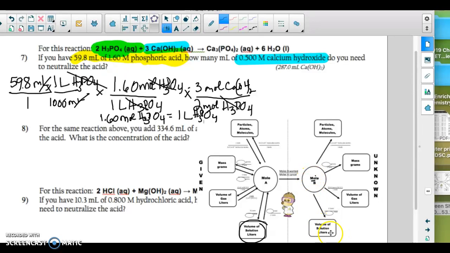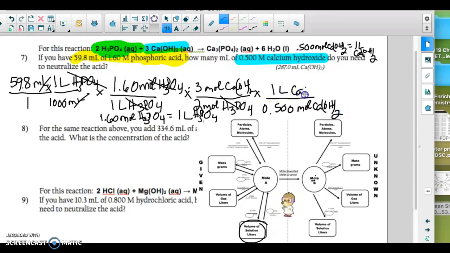And now I've got one more step, and I'm going to go down to volume. I'm going to use this molarity now, and I'm going to make a conversion out of it. So again, that 0.500 big M means that there's 0.500 moles of calcium hydroxide in a liter of calcium hydroxide solution. So this time I want to put the 0.5 down here, because then my moles will cancel, and then the 1 liter calcium hydroxide here. So I can see that my moles cancel. I end up with liters.